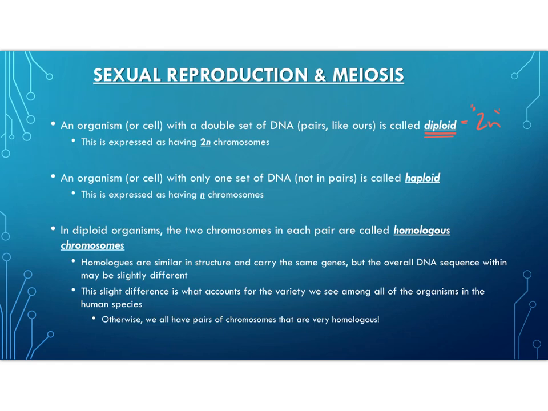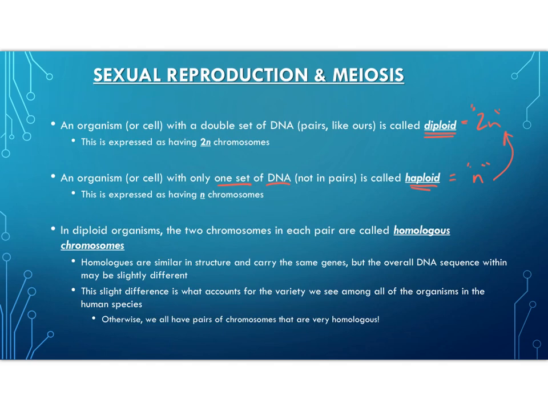Now, a cell that only has a single set of chromosomes is called a haploid cell, right? And haploid, we say, is n. So whatever your haploid number would be for an organism, if we double that, that gives us your diploid number.